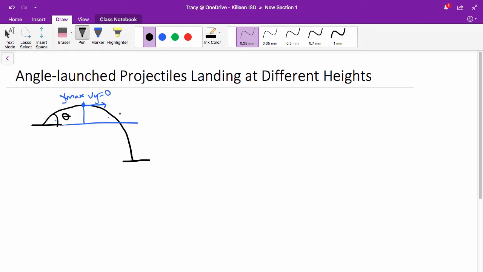The chart is going to have the up portion all the way to the middle, and you'll have it broken down into X and Y. But then it's also going to have the down portion as well, and that'll be broken down into X and Y. So it's going to be a little bit more complicated. Let's go ahead and do a problem.